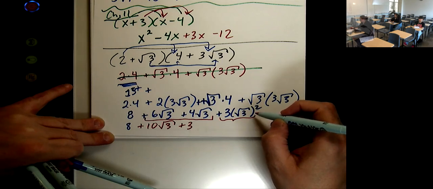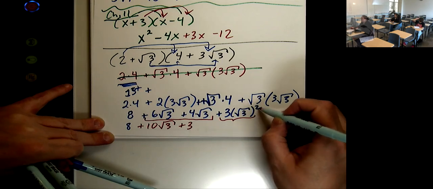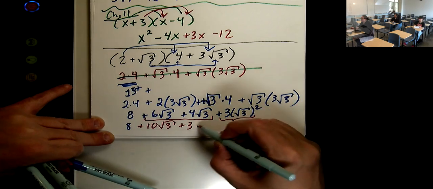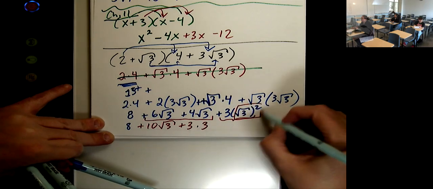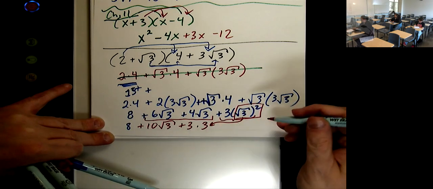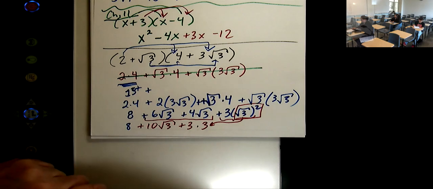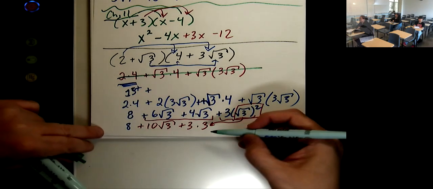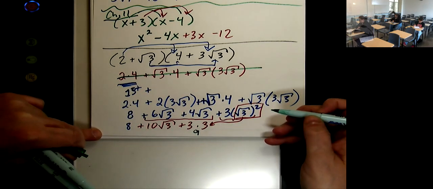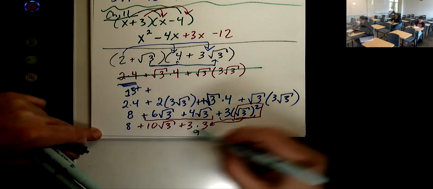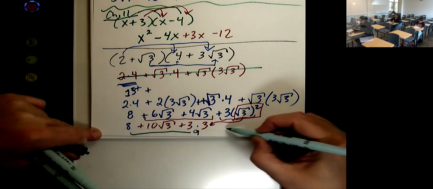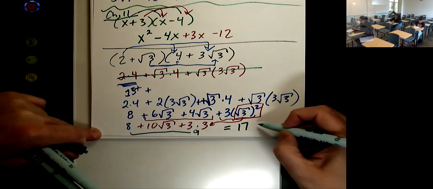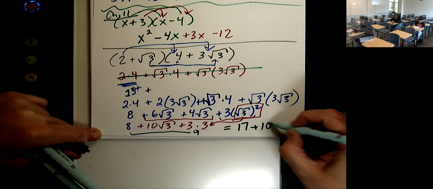The squares cancel out the square. That's just the 3. This part right there is that number right there. And now it looks like there's some more I can do. 3 times 3 is 9. Right? And now I've got 8 and 9, and I can add those two together. 8 and 9 is 17. And I still have 10 root 3.